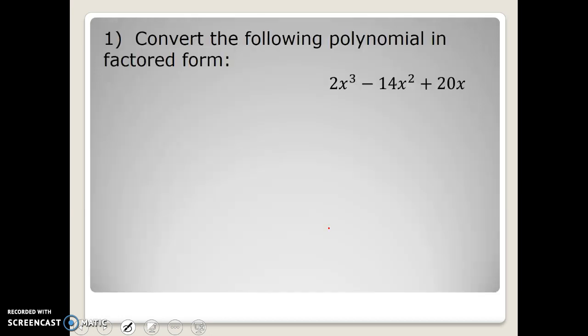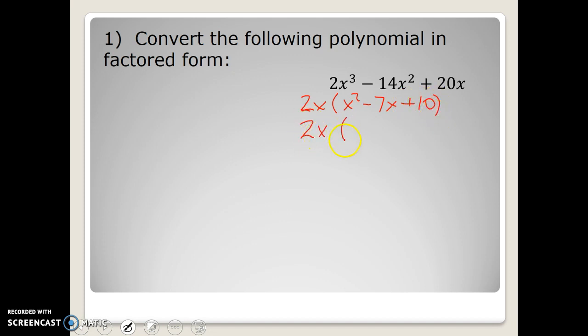So with this first example, right now we have a polynomial that is in standard form. And what we're going to do is just write this polynomial in factored form. So let's go ahead and do that first. I'm going to go ahead and factor out a 2 and an x because a 2x goes in both of those. 2x times x squared gives me 2x to the third. 2x times negative 7x gives me negative 14x squared. And 2x times 10 gives me 20x.